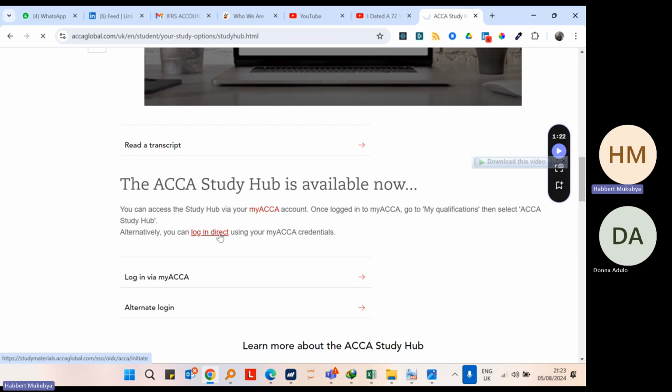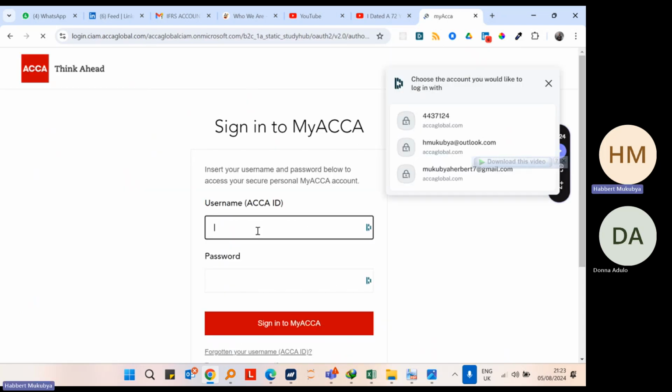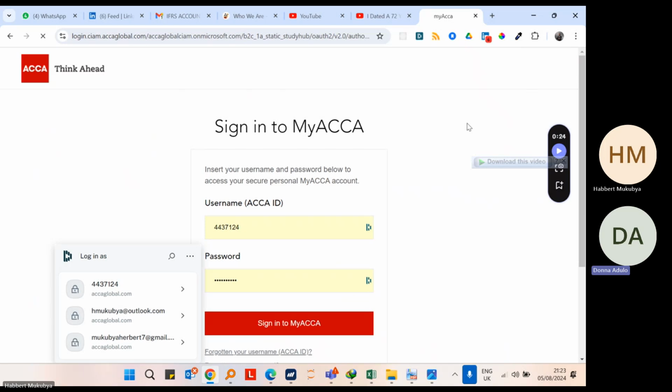So when you click that one, it brings you here where you log in with your ACCA credentials, and then it takes you to that page. Okay, so it's going to load you to that page. But I'm going to send you the link. I hope the link, when you click it, takes you to the page. But if it doesn't, then you use that method.